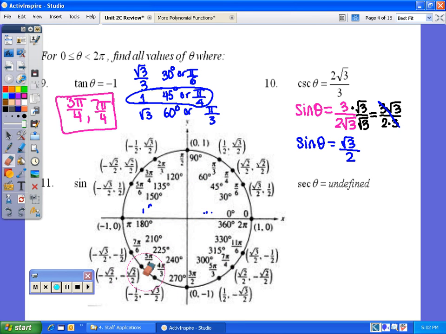Alright, so I need to know where is sine equal to square root of 3 over 2. Well, if I look at my trusty unit circle, and sine is my second number, it's equal to square root of 3 over 2 at pi over 3 and at 2 pi over 3. In the other sections, they're negative, so it's only those two answers. So the answer to this question would be pi over 3 and 2 pi over 3. Alright, I hope you guys have those two because I'm going to erase them.